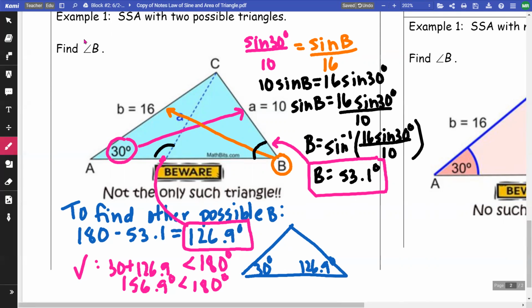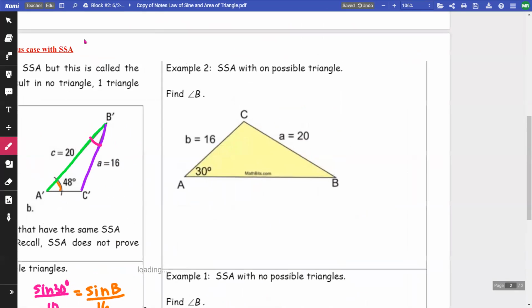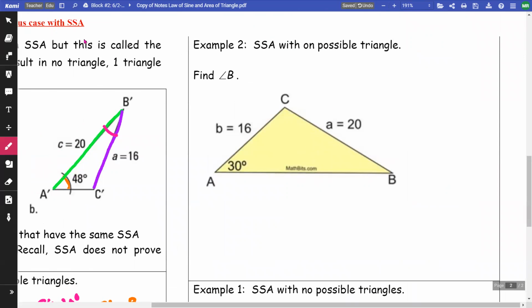Okay, on our next example. Again, you'll notice that I have the same 30 degrees I had before, but now the side opposite it is different. It's a 20 now. They still want me to find angle B, and I know the side opposite it. So again, I have side, side, angle, ambiguous case, need to be careful. So let me first find my first B.